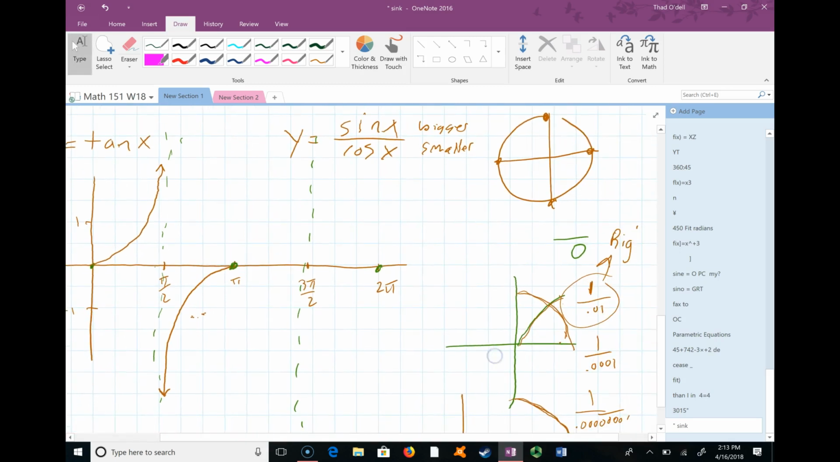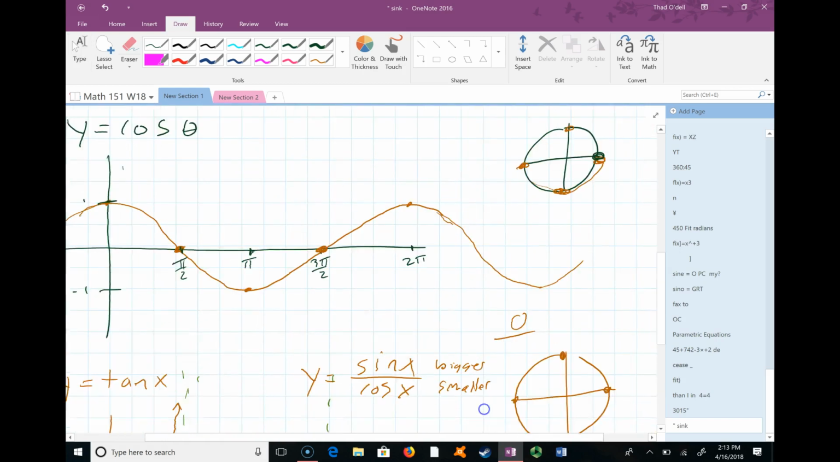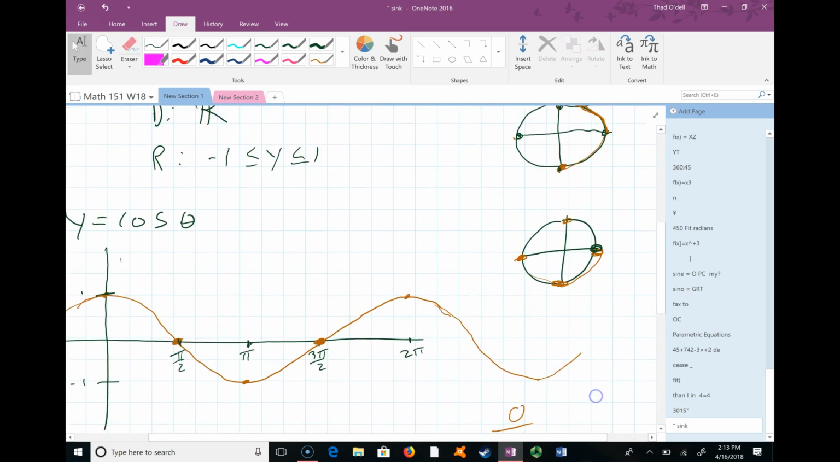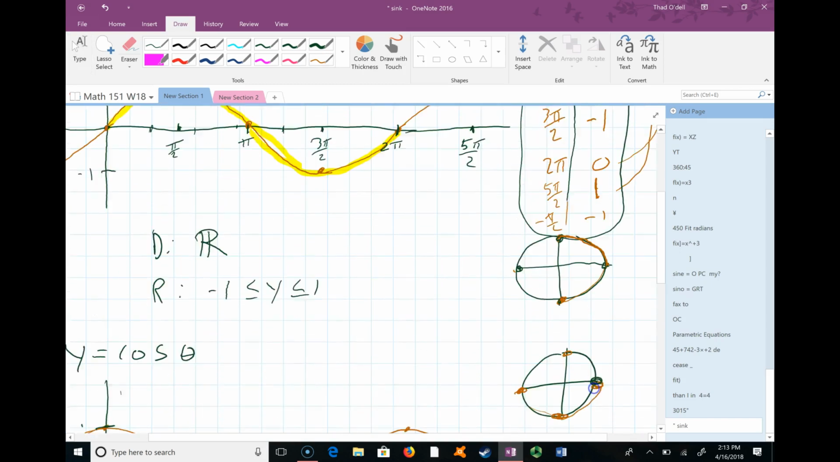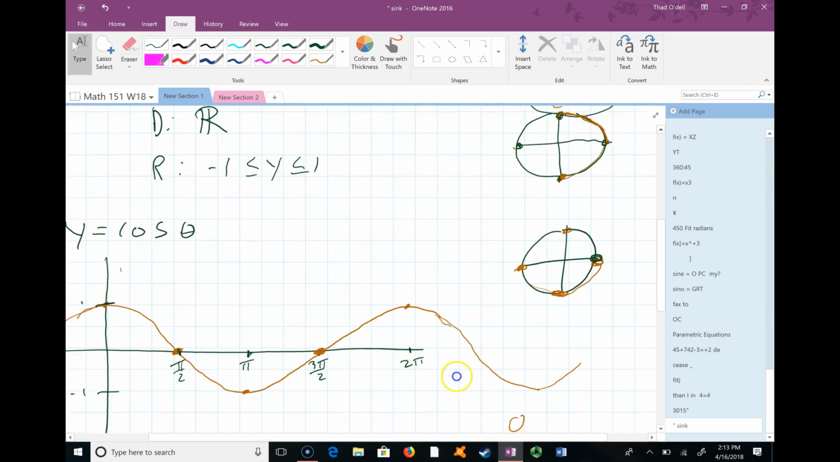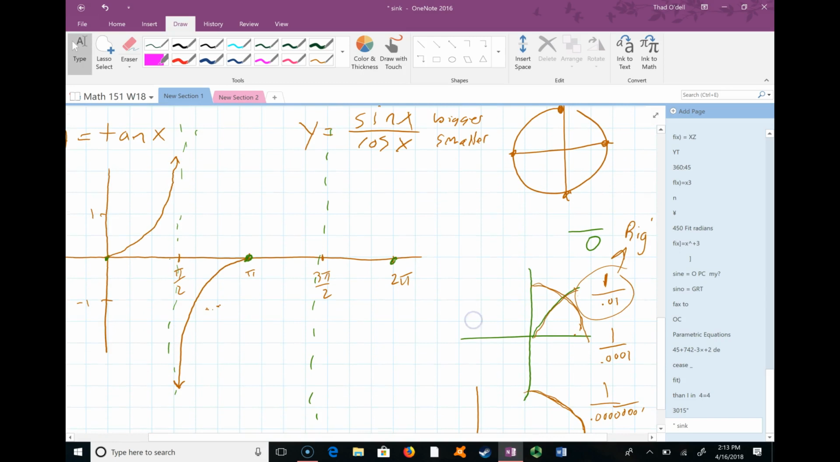Okay, and if we keep going, when you get to the third quadrant, from pi to 3 pi over 2, notice cosine is still negative, but sine is also negative, so they're both negative now. So now we're dealing with a positive tangent. It's going to do similar behavior to before, but it's going to take off like this.